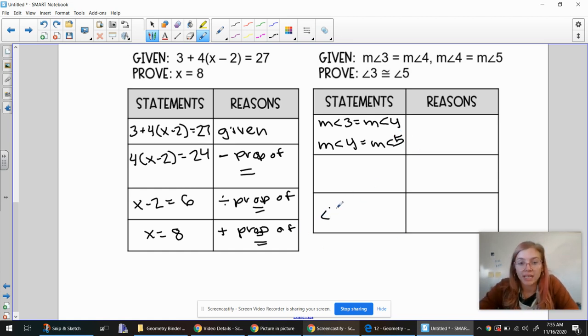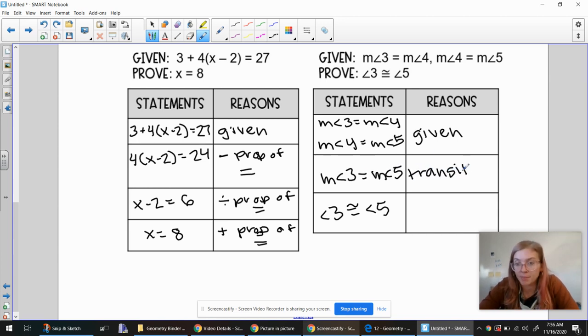And we want to prove that angle 3 is congruent to angle 5. Well, from the transitive property, we can then learn that the measure of angle 3 is equal to the measure of angle 5. That's what the definition of the transitive property tells us. That if this is equal to this and this is equal to this, then these two have to be equal. Then, to convert from the measures of the angles to the fact that the angles themselves are congruent, we're going to use the definition of congruent angles.